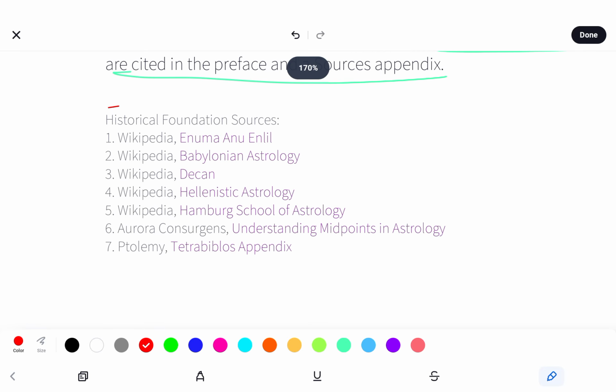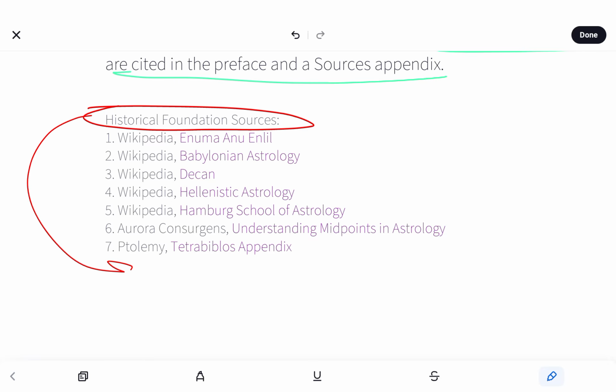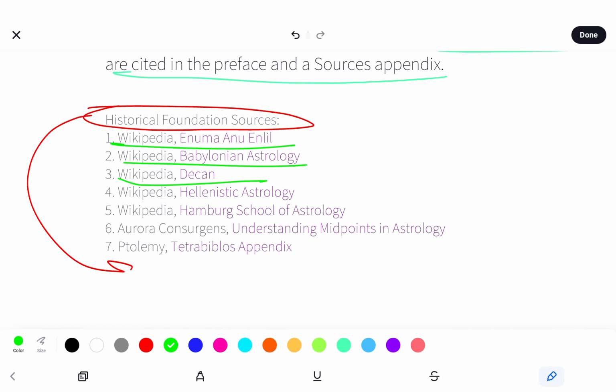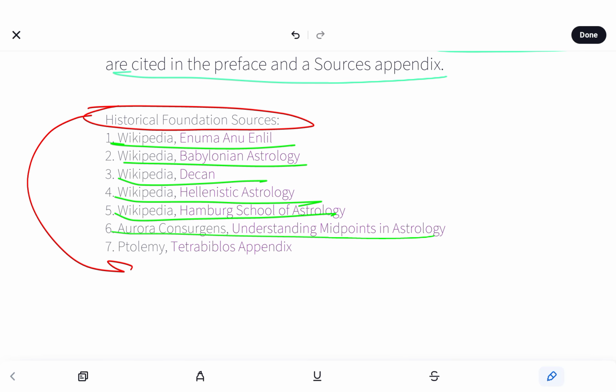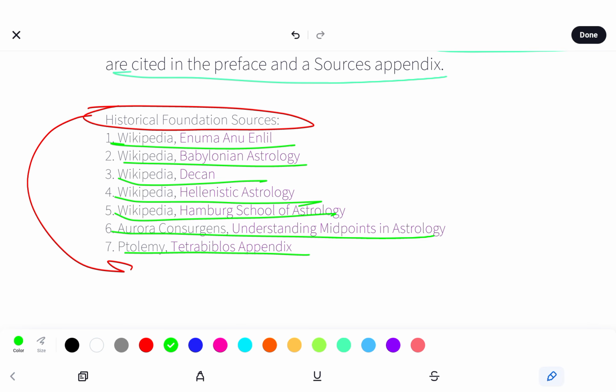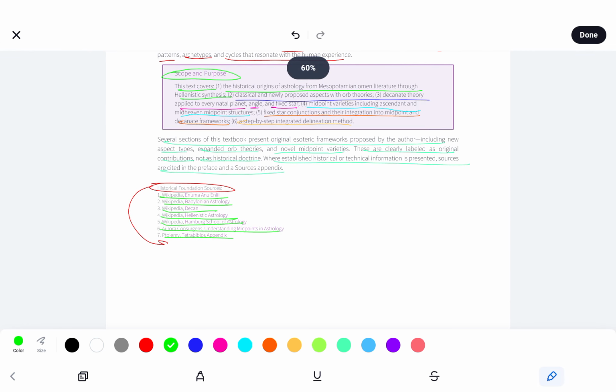We also have our historical foundation sources here, which I really enjoy, and using AI, we do get to see the sources that it's pulling from, whether it's Wikipedia or Aurora Consurgens or Ptolemy's book itself, the Tetrabiblos.